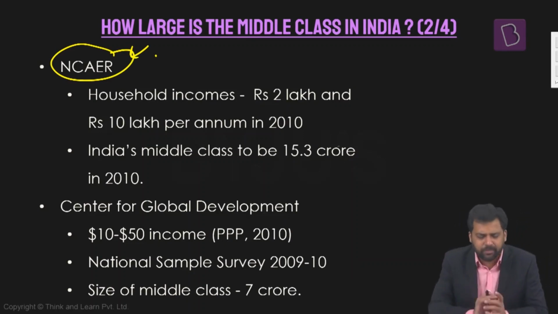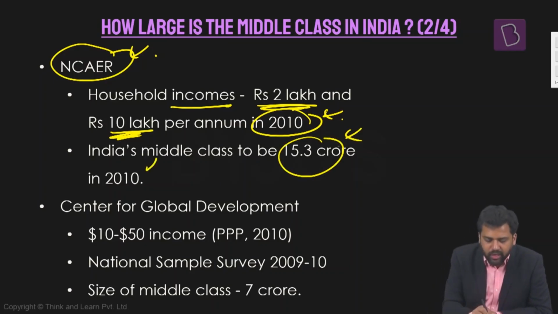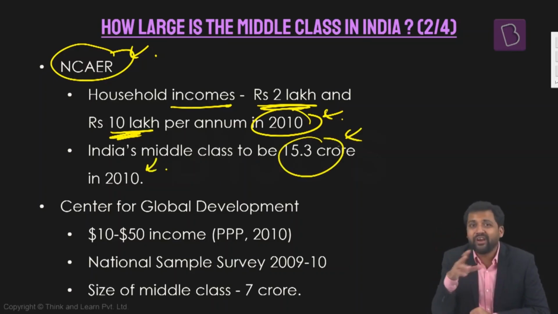Now, there are some studies in India as well. The National Council for Applied Economic Research did a study, and they're saying that if the household income is between rupees 2 lakhs and 10 lakhs per annum in 2010, then you qualify as middle class. According to them, this number was 15.3 crores in 2010. So again, this number, 15.3 crores, is definitely way more than 9.9 crores or 6.6 crores. But still, 15.3 crores out of 130 crores is not a huge number.